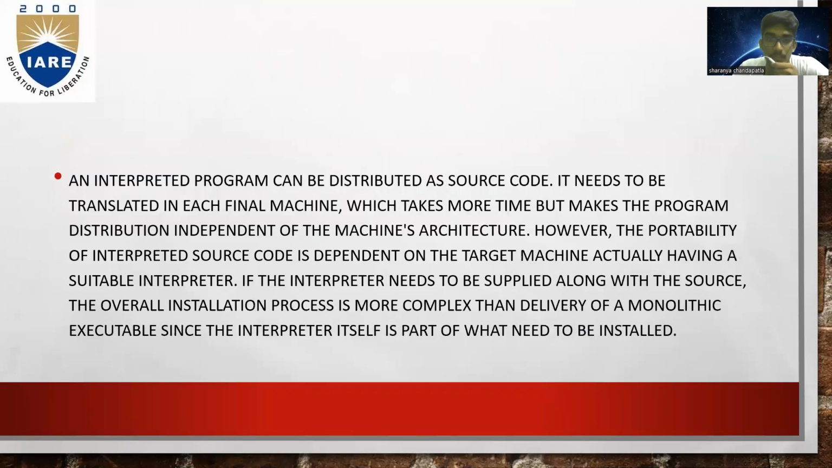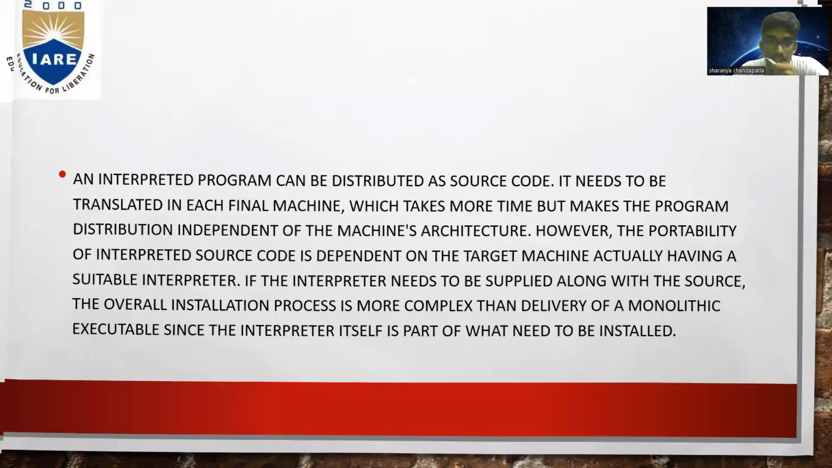An interpreted program can be distributed as source code. It needs to be translated on each final machine, which takes more time but makes the program distribution independent of the machine's architecture. However, the portability of interpreted source code is dependent on the target machine actually having a suitable interpreter. If the interpreter needs to be supplied along with the source, the overall installation process is more complex than delivery of a monolithic executable, since the interpreter itself is a part of what needs to be installed.